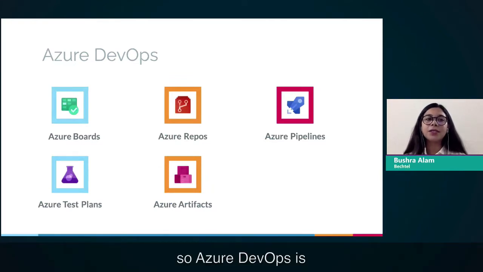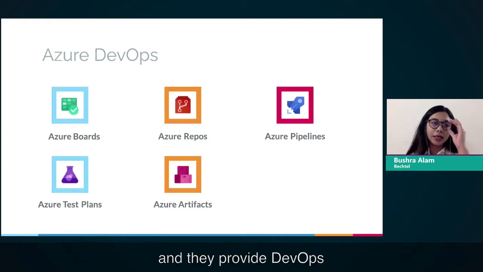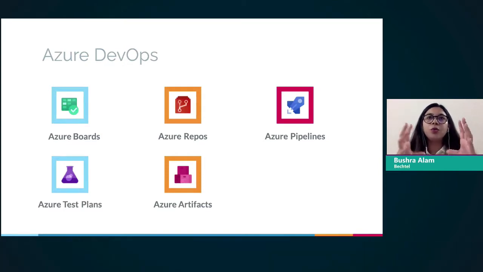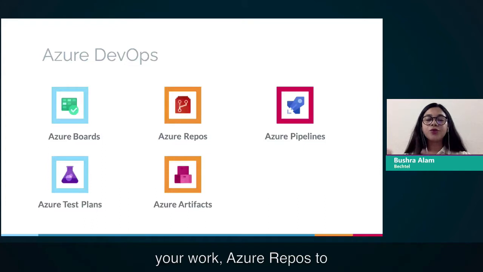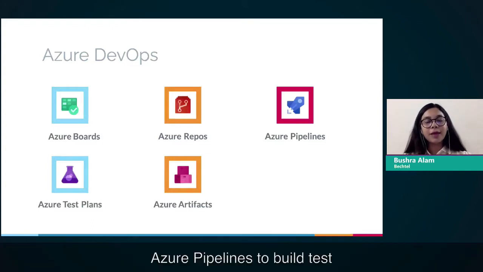Okay, so finally we are at what is Azure DevOps. So Azure DevOps is a suite of services provided by Azure. They have tools that cater to the entire application lifecycle, and they provide DevOps capabilities. So the tools that are under Azure DevOps are: we have Azure Boards to plan your work, Azure Repos to collaborate on code development, Azure Pipelines to build, test, and deploy your application.